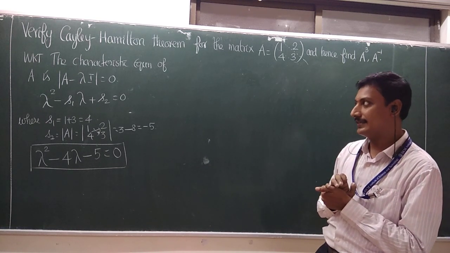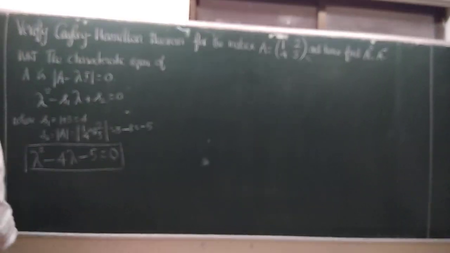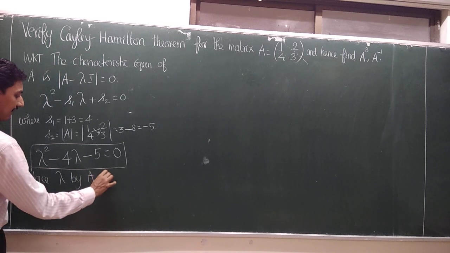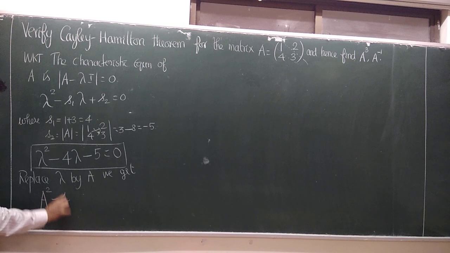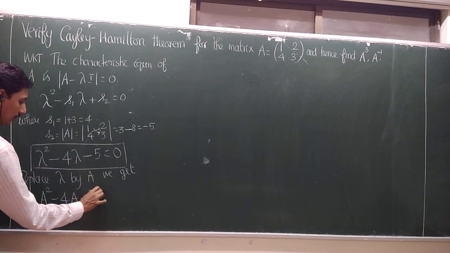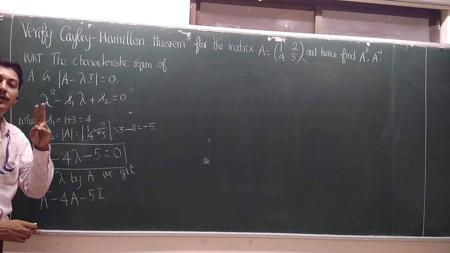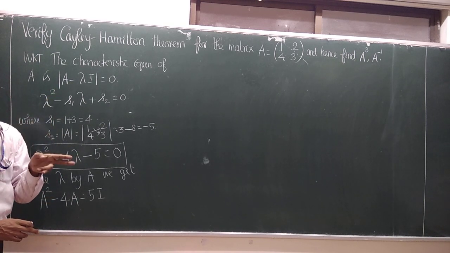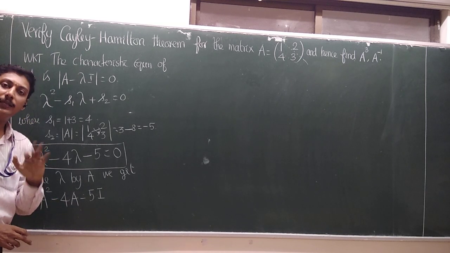So what is the statement? It says that every square matrix satisfies its own characteristic equation. That means if I replace lambda by the given matrix A, substituting lambda equal to A, we get A squared minus 4A minus 5I. What is I? I is the identity matrix of 2 by 2 order, that is, of the same order as A. A is a 2 by 2 matrix, so I is also a 2 by 2 identity matrix.